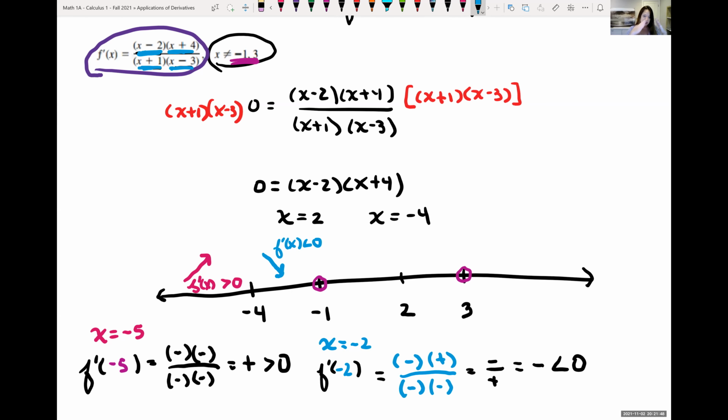Okay, so increasing to decreasing, that tells me that x equals -4 is a max, or a max occurs. We'd have to figure out what the original function is and plug it in, which we don't know, to get what that maximum value is.